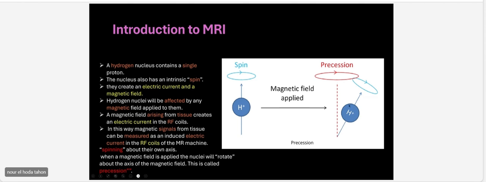And one of the things that happens to our tissues when they start to have this movement is that it induces or creates an electric current, and this electric current creates a signal when it has a radio frequency, when it hits the radio frequency coils. And this signal we can measure, so we can see our images after that.